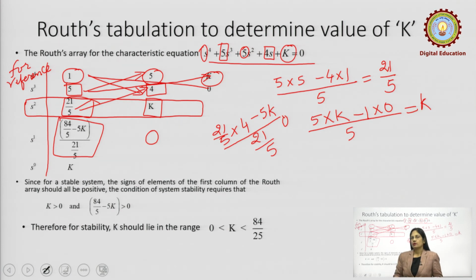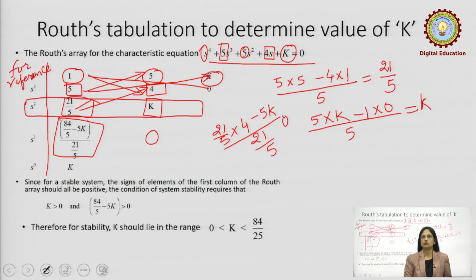This is the formation of the Routh's tabulation for the given characteristic equation. As we had seen, what is the condition that the system remains stable from the Routh criterion? It is that the elements of the first column should have positive sign and there should not be any sign change.